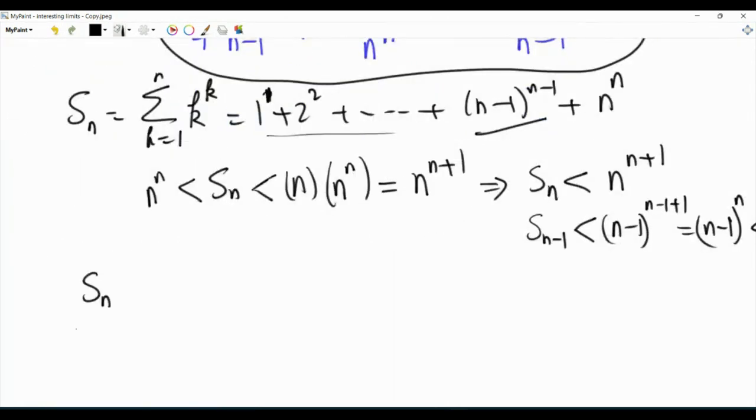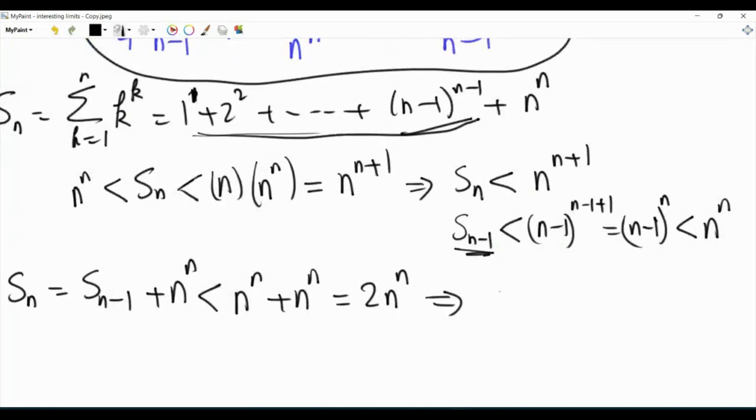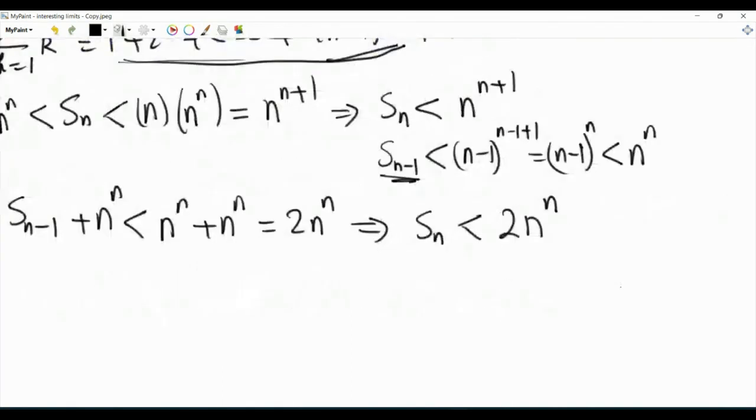Let's go back to Sn. Sn is Sn minus 1, which is the sum of all those terms, plus n to the power n. We have just shown that Sn minus 1 is less than n to the power n. So this is less than n to the power n plus n to the power n, and this is 2n to the power n. So now we have a result that Sn is less than 2 n to the power n. If we apply this result to Sn minus 1, replacing n by n minus 1, Sn minus 1 is less than 2 times (n-1) to the power n minus 1.